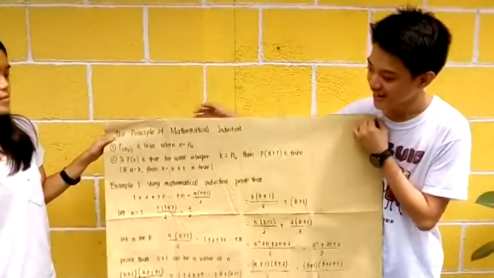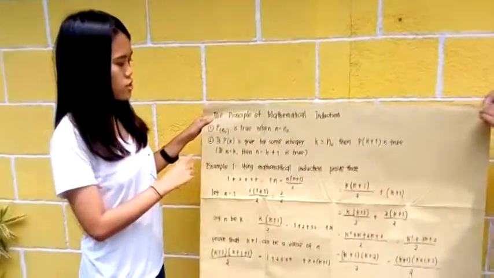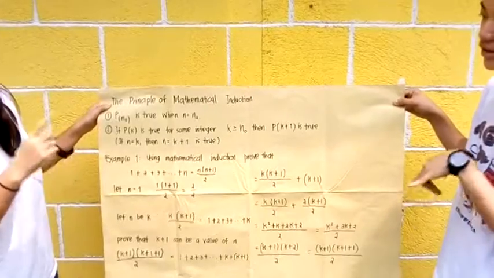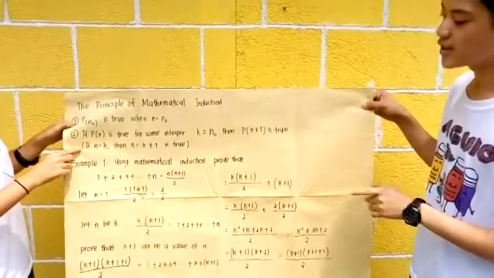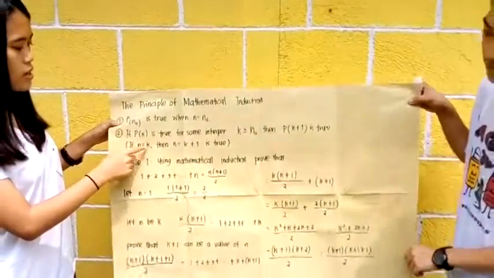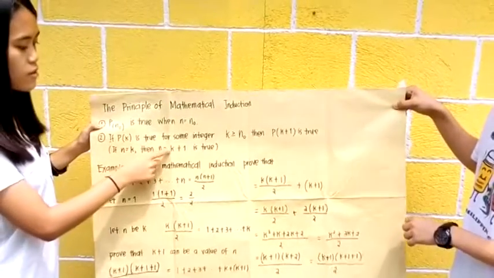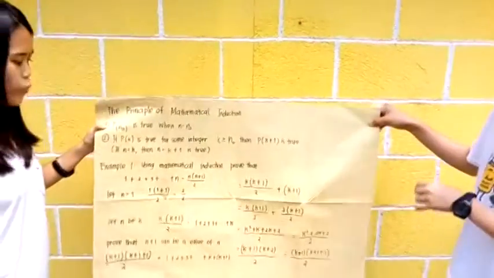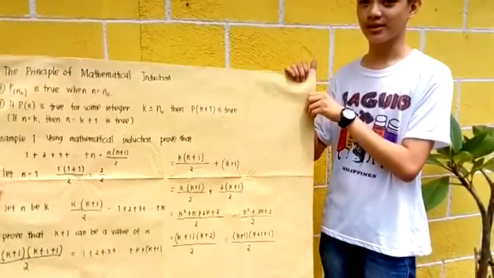Next, if P sub k is true for some integer k greater than or equal to n sub 0, then P of the quantity k plus 1 is true. If n equal to k is true, then n equal to k plus 1 is always true as well. So, let's proceed to our examples.